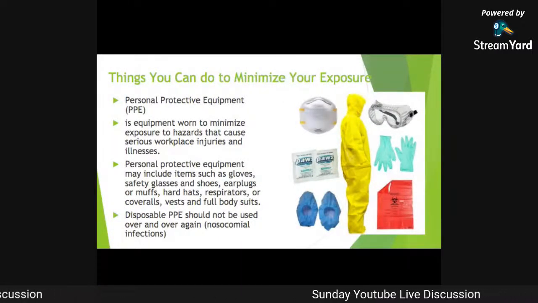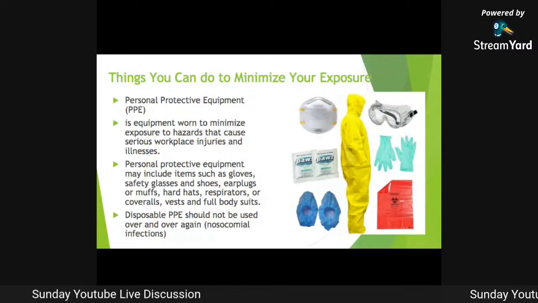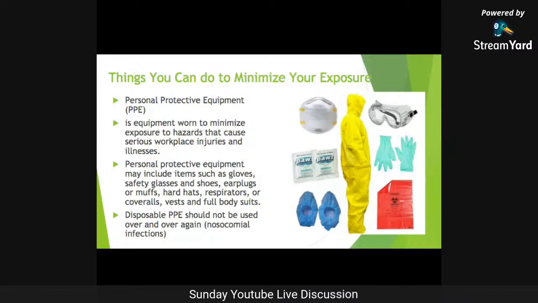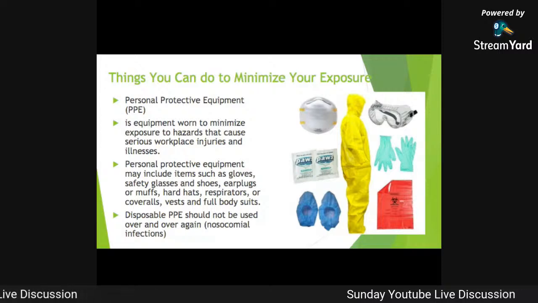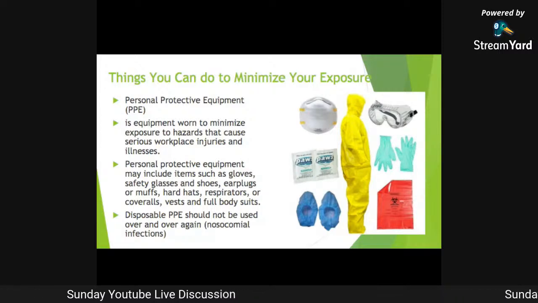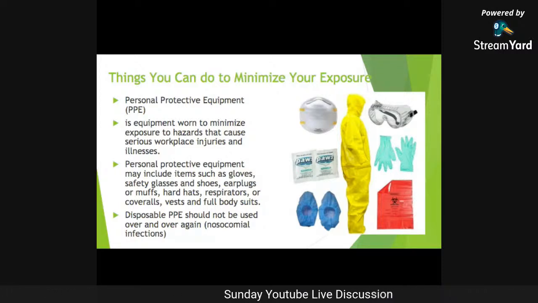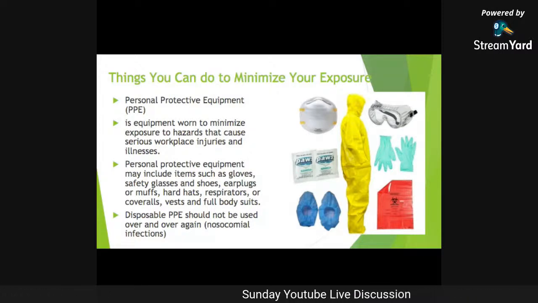All right, so personal protective equipment. These are some things you can do to minimize your exposure. Personal protective equipment, also known as PPE for short, is equipment worn to minimize exposure to hazards that cause serious workplace injuries and illnesses. It may include items such as gloves, safety glasses and shoes, earplugs, earmuffs, hard hats, respirators, coveralls, vests, and full body suits. Disposable PPE should not be used over and over again.